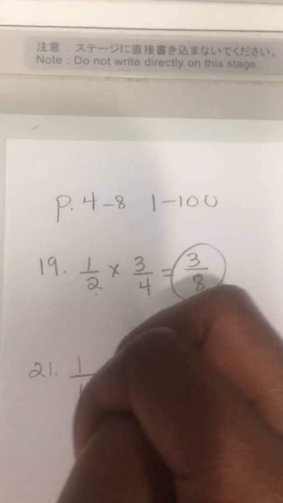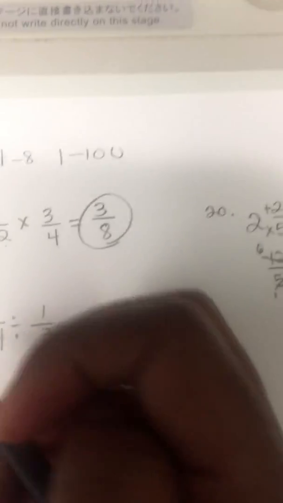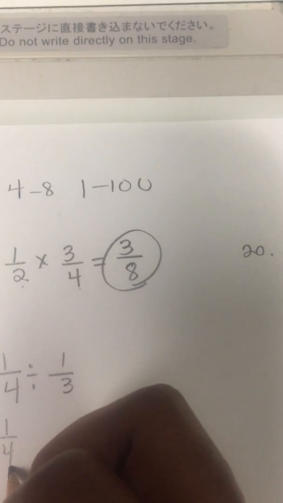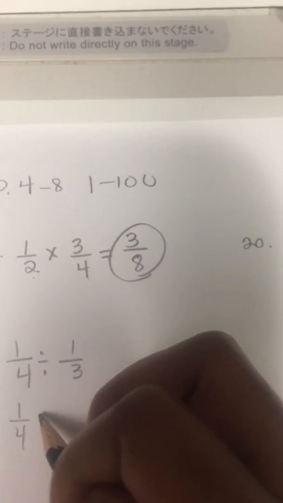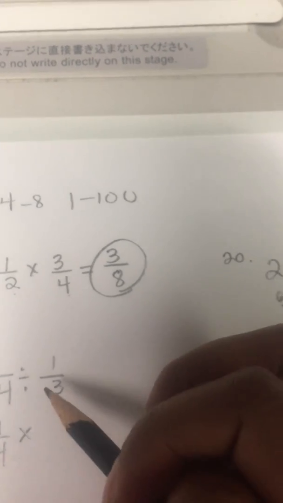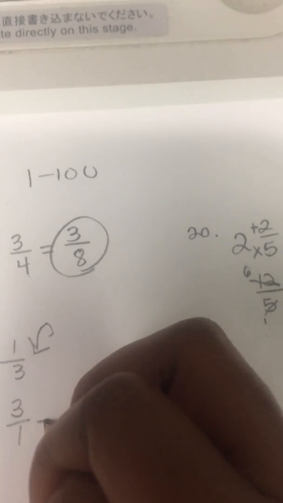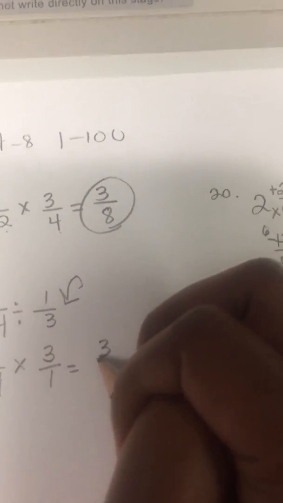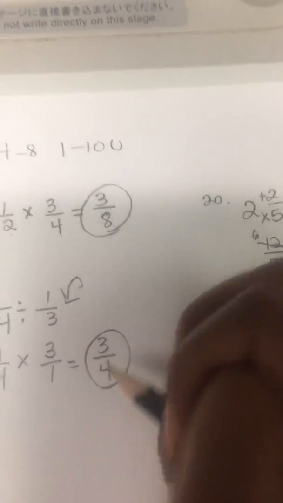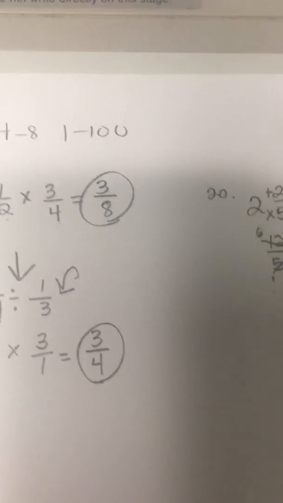On 21, if I had 1/4 divided by 1/3, this is what we call keep, change, flip. So we're going to keep the 1/4. I want to change, because you can't divide, I want to change it to a multiplication. And I want to use the reciprocal, which means to flip over. Okay, the reciprocal of 1/3, which is 3/1. 1 times 3 is 3, and 4 times 1 is 4. And you only keep, change, flip when it's division.